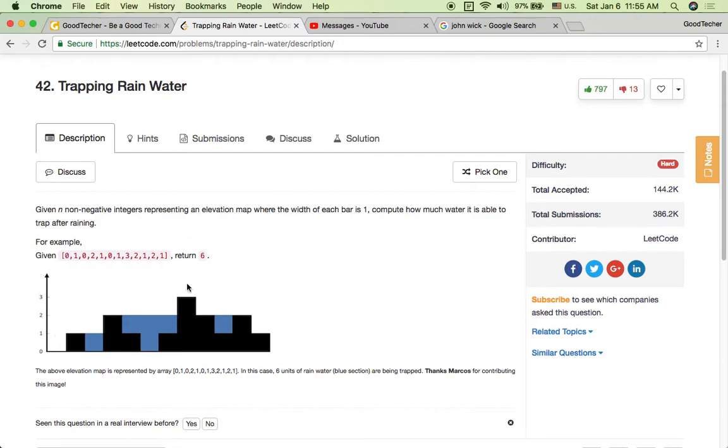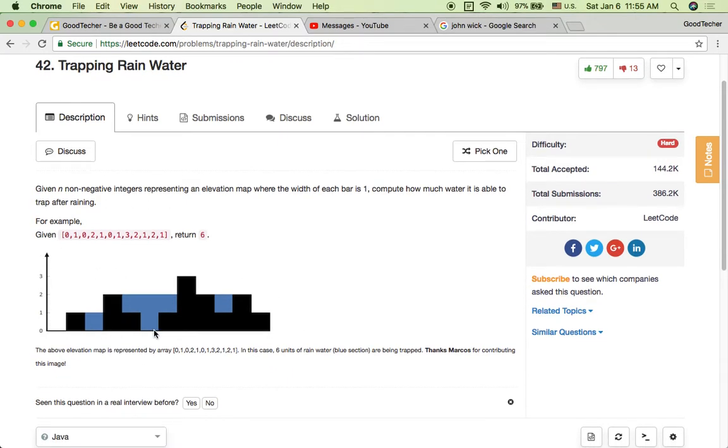Here's a picture to help us understand the meaning of this problem. The above elevation map is represented by this array of integers. In this case, 6 units of rainy water, the blue section, are being trapped. We can perceive these as blue squares, and one blue square is 1 unit of water. So 1, 2, 3, 4, 5, 6. That's a total of 6 units of water that can be trapped.